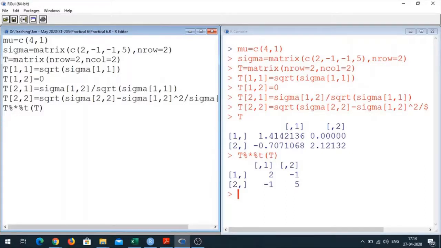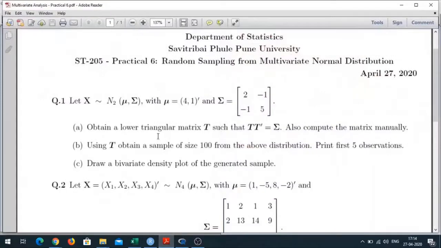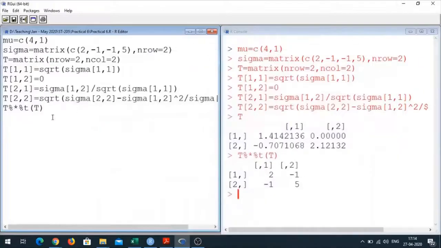So that's why we can also use a direct command available in R. That's why in the question I have said both the things: obtain a matrix first and also compute the matrix manually. So in this first part, you are supposed to obtain a matrix using R. There is a command chol in R. Chol stands for Cholesky decomposition.